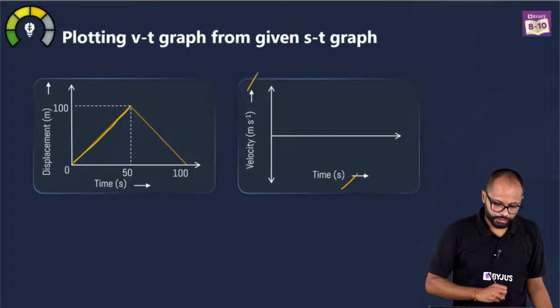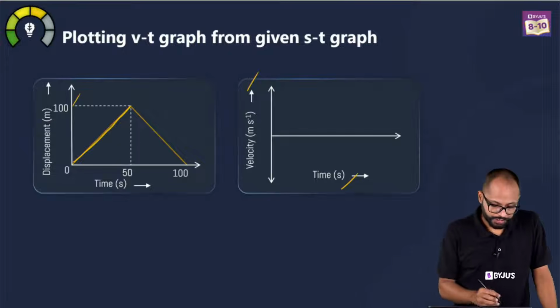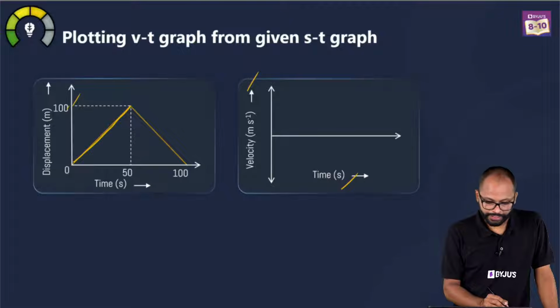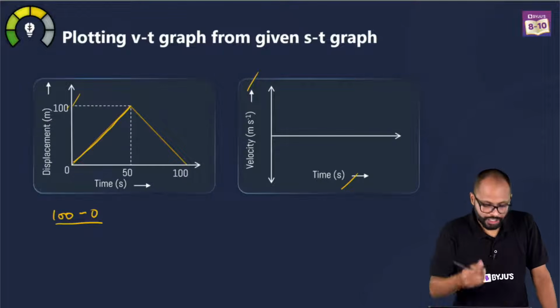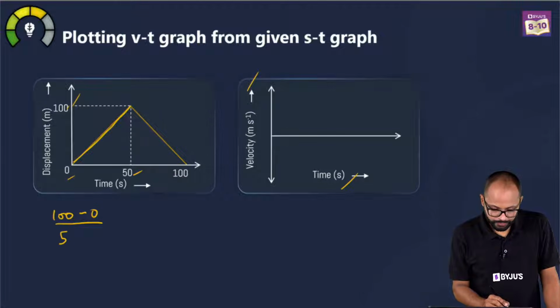Here, the slope is how much? Change in displacement, right? Change in displacement is how much? 100 is the final one. 100 minus 0 upon change in time. Time is how much? 50 minus 0. This is what? 2 meter per second.